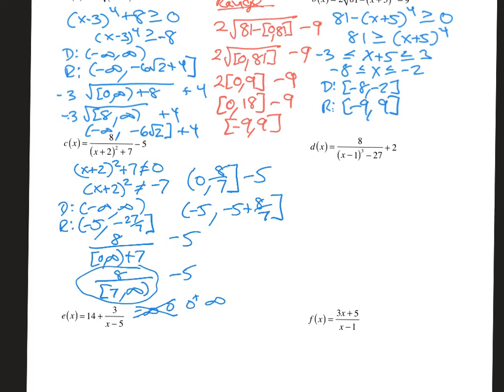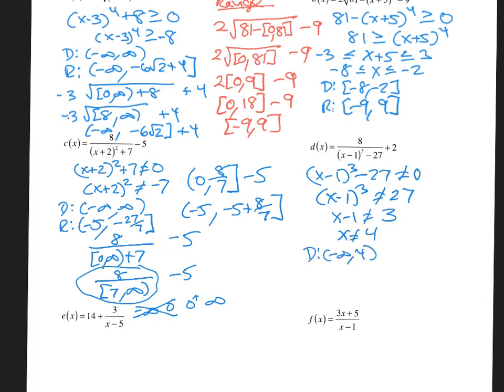All right, so for d of x, let's do the domain first. So x minus 1 cubed minus 27 cannot equal 0, or x minus 1 cubed cannot equal 27. Remember, when you take an odd root of both sides, it's not plus or minus. It's not like an even root. The cube root of something is only one answer. So the cube root of 27 is just 3. So x cannot be 4. So my domain is negative infinity to 4, union 4 to infinity.